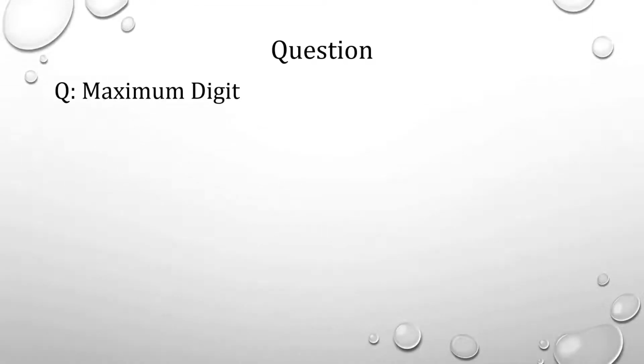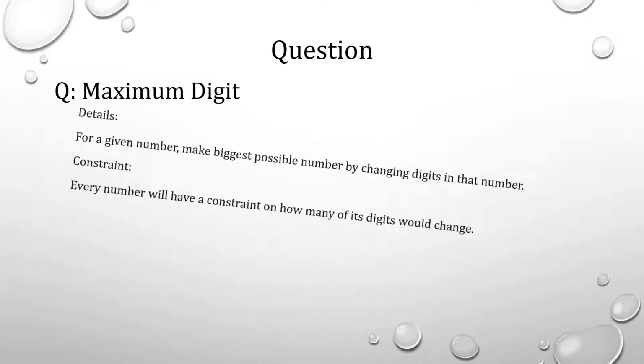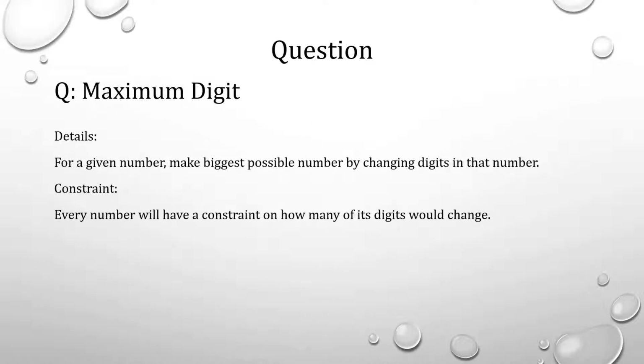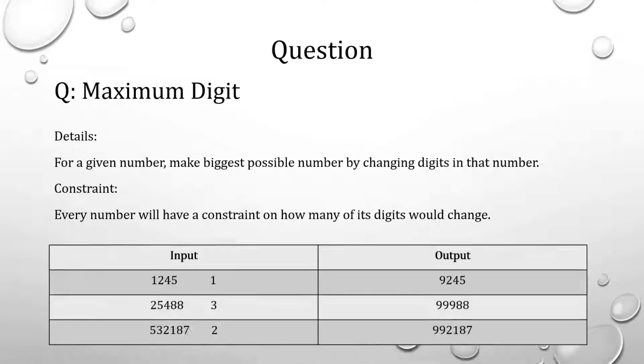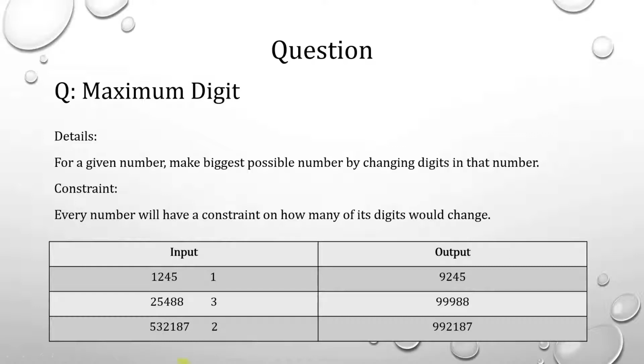Our today's problem is maximum digit. The problem says we shall be given a number and we need to make it the biggest number possible by changing its digits. And we will have a constraint on how many of those digits in that number we can change. For example, that's our input and output to our program.